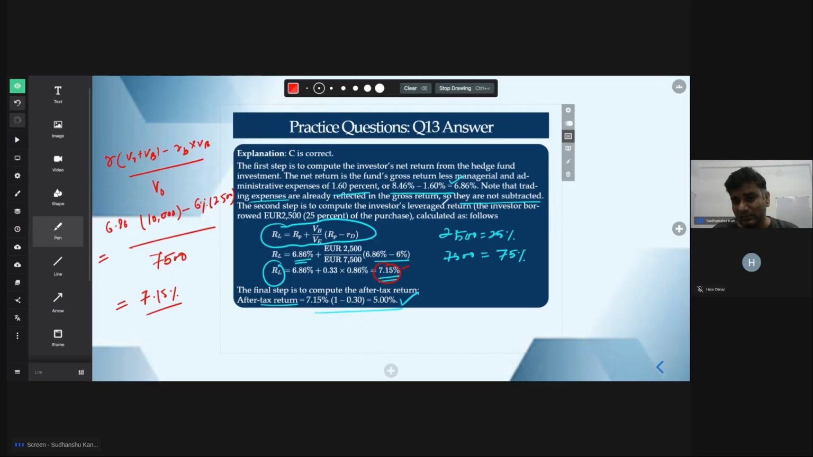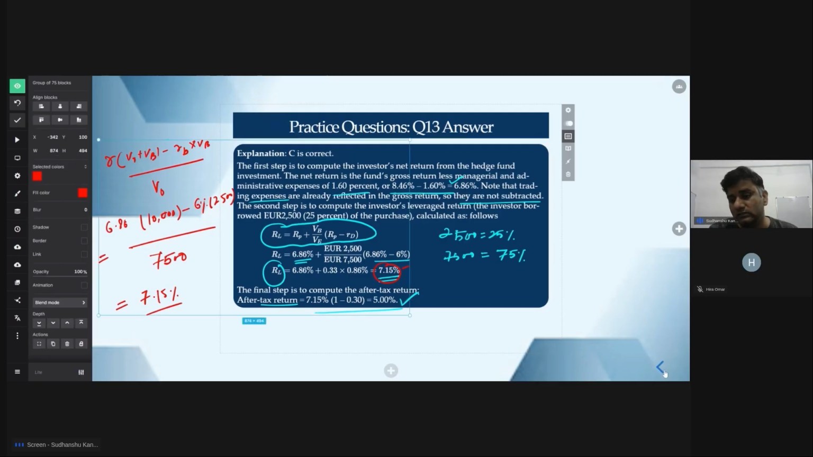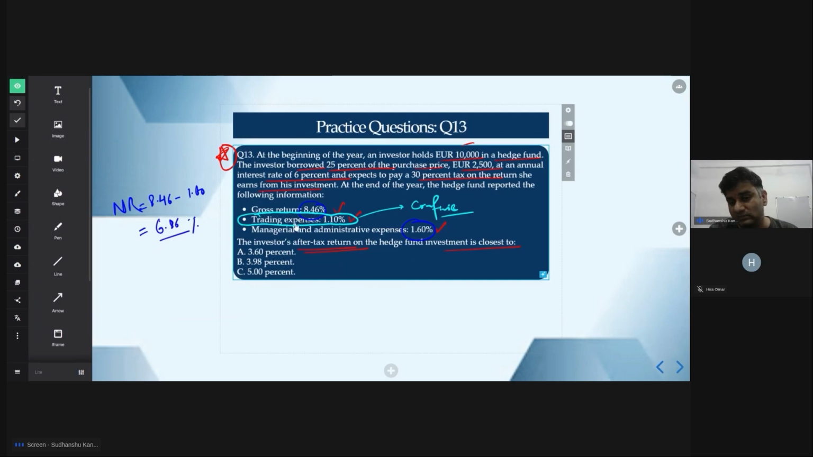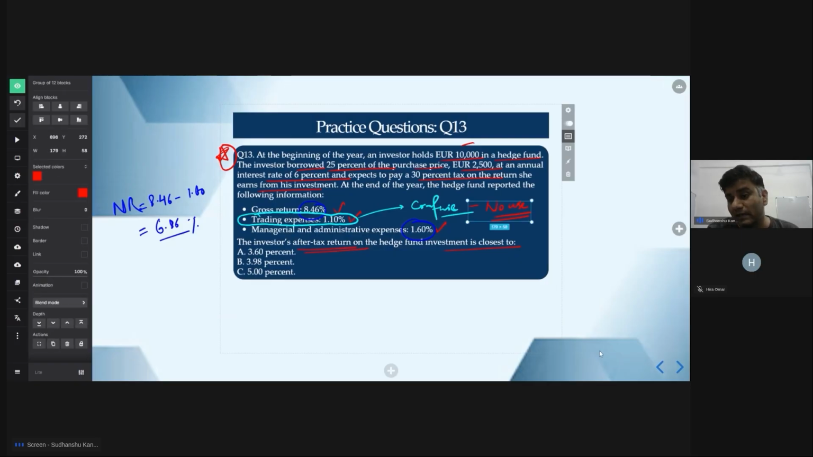So two or three concepts, not a very difficult question, but the key point I find in this question, which is very important to understand, is that a lot of students get confused by the trading expenses. The trading expenses part has no use in this question. This is extra information given just to confuse you. So keep that in mind. But yeah, go back and practice.